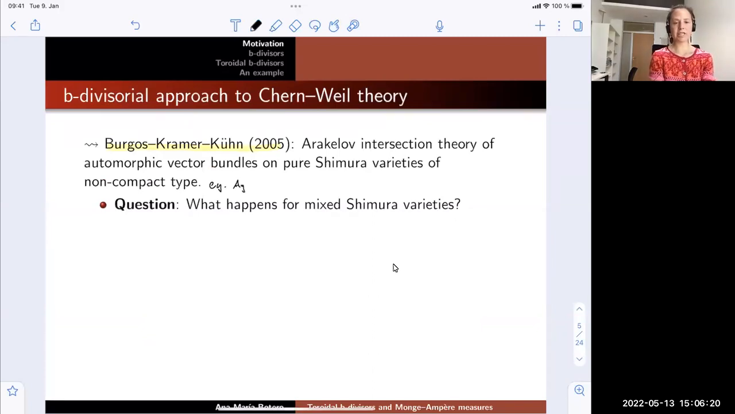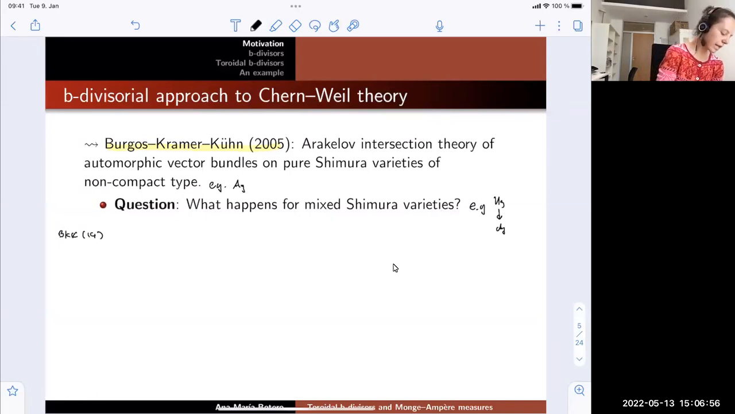So a natural question is, what happens if now you consider families of abelian varieties? What happens if you consider the universal abelian variety? Here you have automorphic vector bundles which come with invariant metrics, and you can ask, is Chern-Weil theory also satisfied for these kinds of metrics? And the answer is no, and the first example was given also by Burgos, Kramer, and Kuhn in 2014.